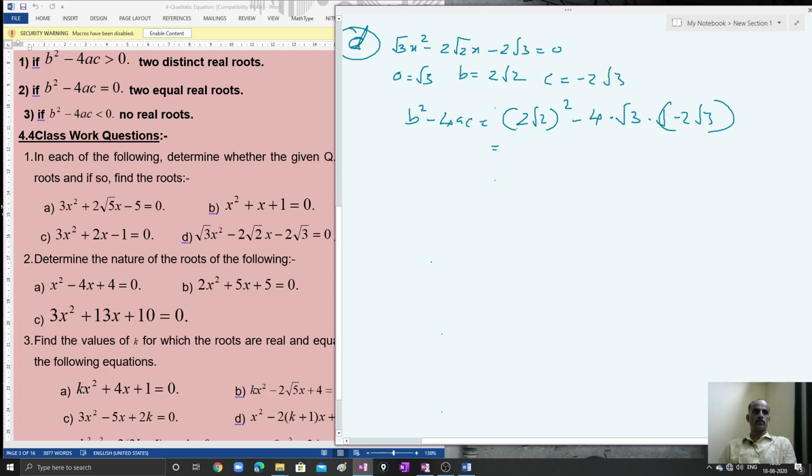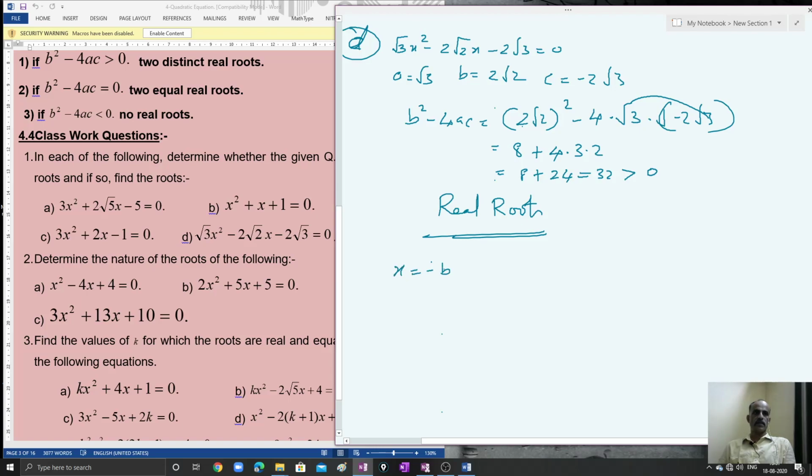So this is equal to 4 into 2, that is 8, and root 3 into root 3 will be 3. So it will be negative of negative, plus 4 into 3 into 2, that is 8 plus 24, which is equal to 32. It is greater than 0. So the roots are real. And what else do we know? They are distinct. How do we find them?